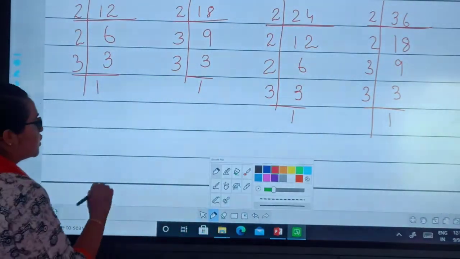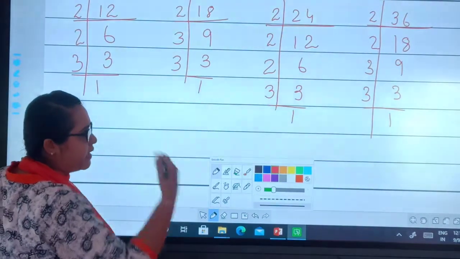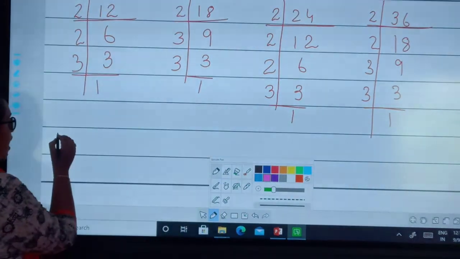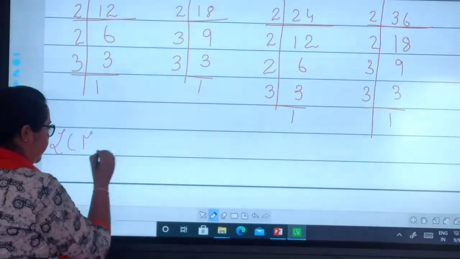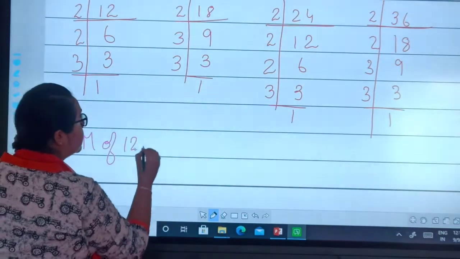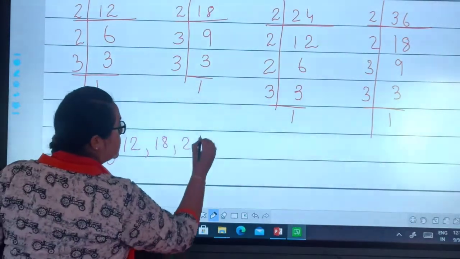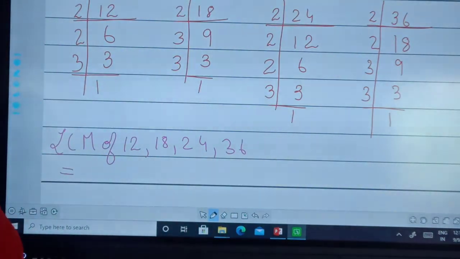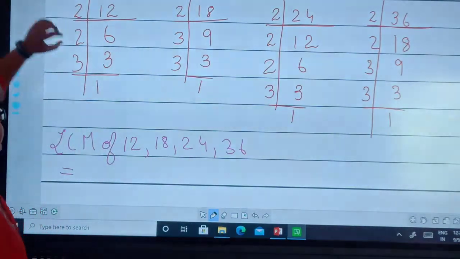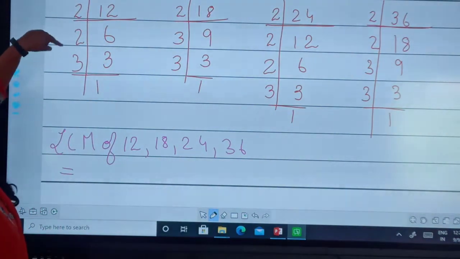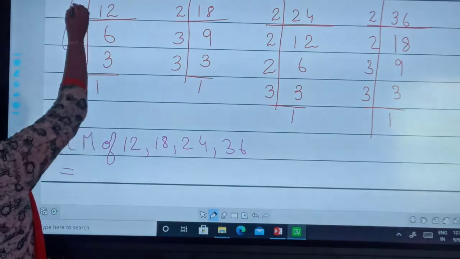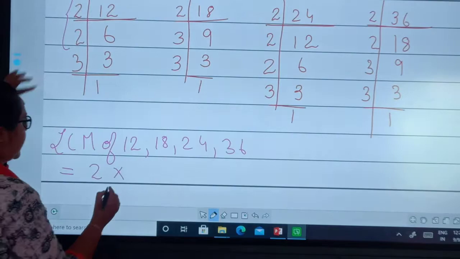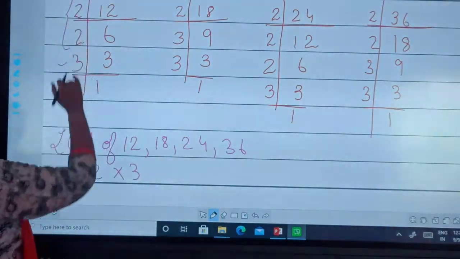First, should I write the LCM again, or should I write what I will take from each one? Let's do one thing, we will write everything together. Okay, so I will write the LCM of 12, 18, 24 and 36 equals to. Now we will write. In this, how many times does 2 come at maximum? 2 times. So out of these two 2s, I will take only one 2, into 3 as it is. Let's say this one is done.